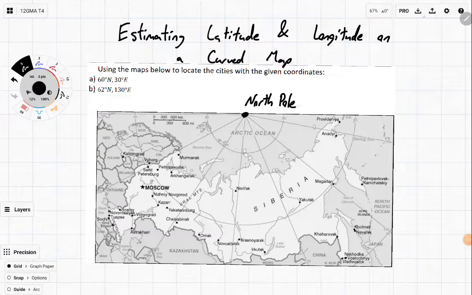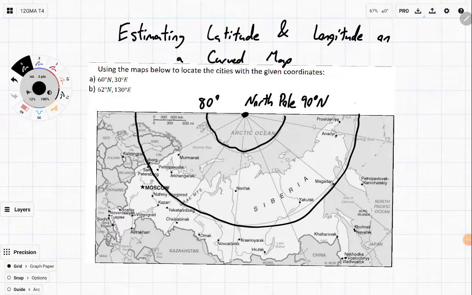And if we remember, the North Pole is 90 degrees north. So that means that this marking here, which is a little bit hard to see, but it's got the number 80 on it, this is 80 degrees north, and this line running all this way is 60 degrees north, and so on and so forth. So that means this line out here, it's a little bit hard to see, this is 40 degrees north.